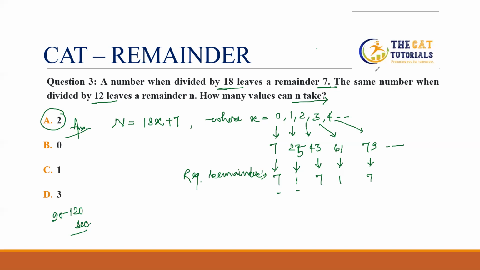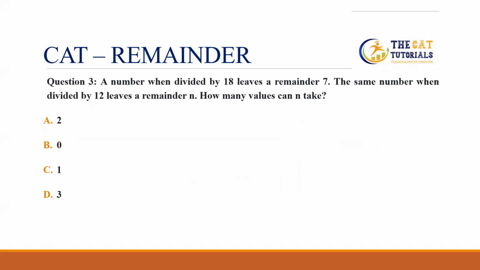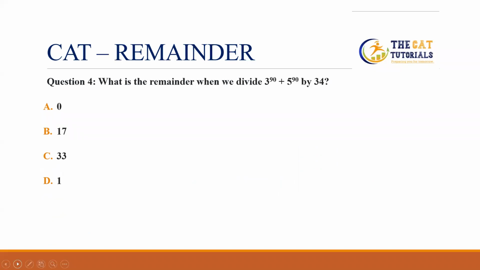Okay, so right now, again, I am going to discuss the next question. See, which is the next question. Again, this is a basic question. What is the remainder when we divide 3 raised to the power 90 plus 5 raised to the power 90 by 34? So this is a basic question. You can get the answer of the question.